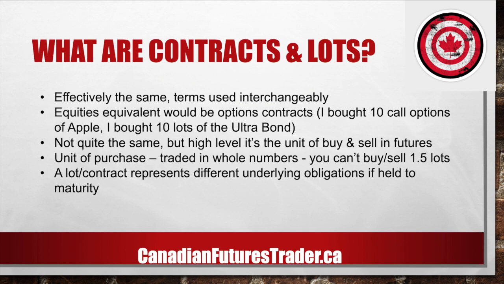That said, they are also traded in whole numbers. You can't buy and sell 1.5 lots. You buy one lot, or two, or three, etc. Now, a lot or a contract represents a different underlying obligation if it's held to maturity. That said, in these funded trader evaluation programs, you would never run into that.